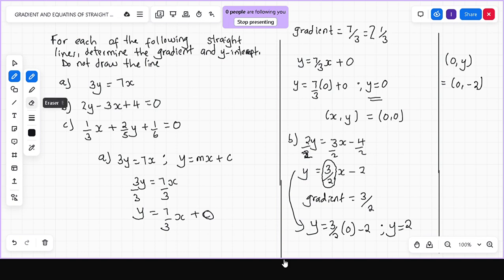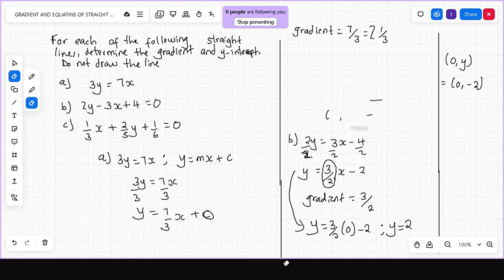Now to do part C, let's start on this part.